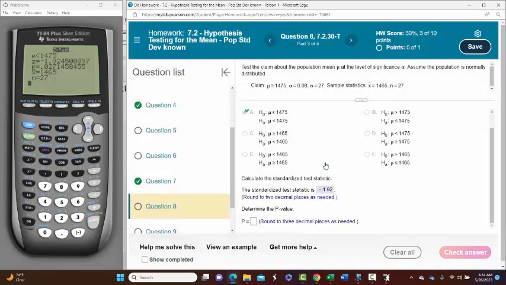Okay. Now this one wants the p-value. The p-value is sitting right there for us. 3 decimal places, 0.27.